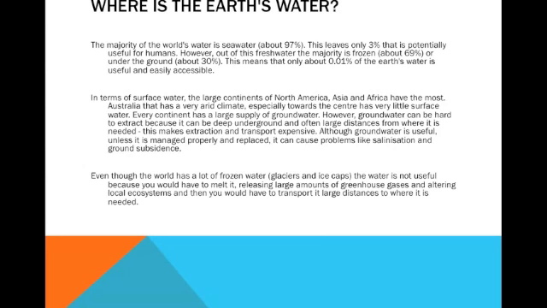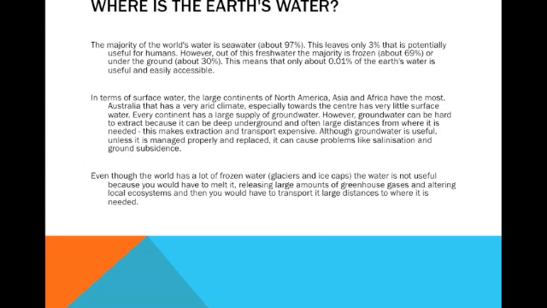This leaves about 3% left because seawater makes up 97% of the world's water, but the other 3% may be potentially useful for humans. However, out of this fresh water, the majority is frozen, about 69%, or under the ground, about 30%. This means that only about 0.01% of the Earth's water is useful and easily accessible. You don't need to know these statistics, by the way.